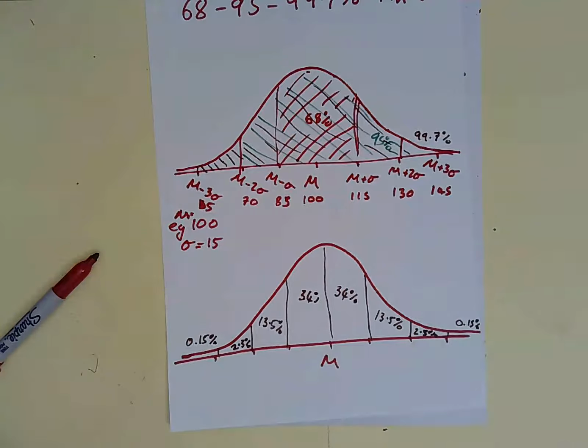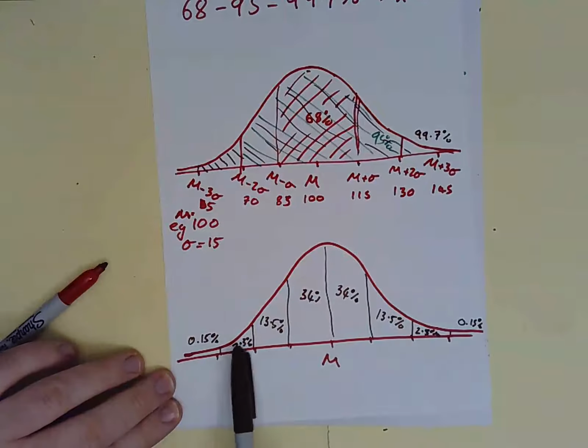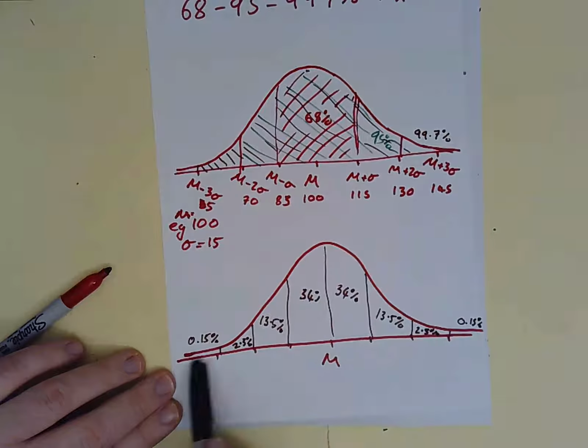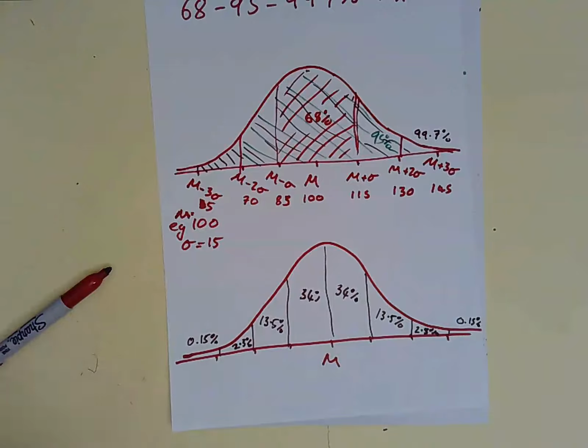Now, this would mean if I wanted to know what's the probability that something's less than 1 standard deviation above the mean, all you have to do is add up all of these, and you'll find that it's 84% would give you all of those added together.